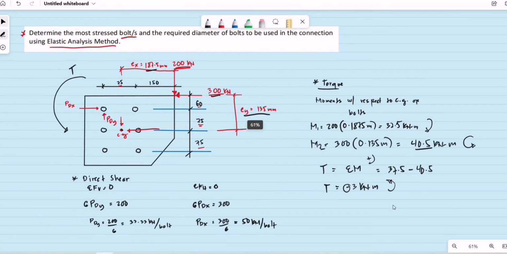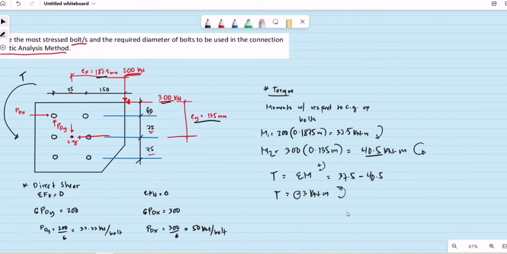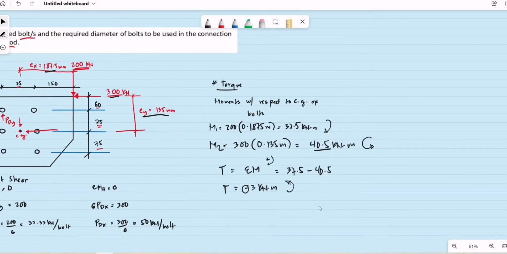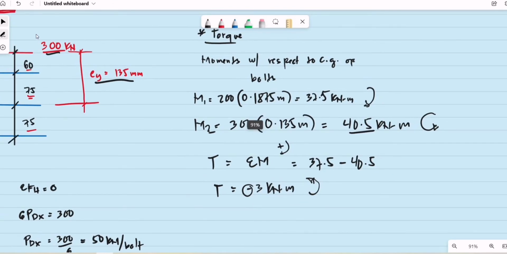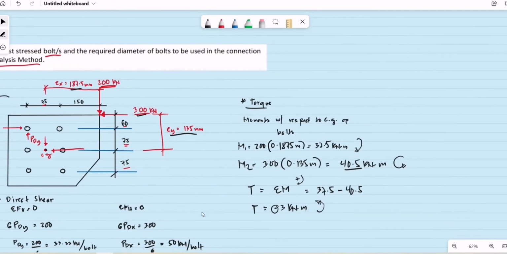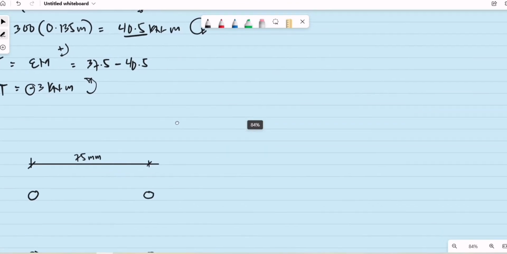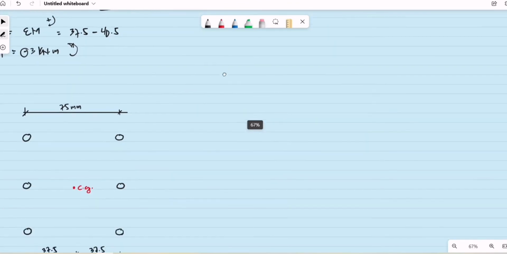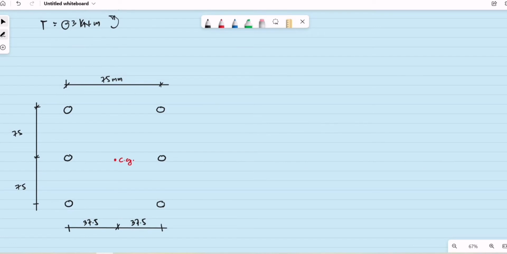So from this torque, let us compute the shear, or the torsional shear force caused by this torque. Since we have now the torque or the torsion, we can now compute for the torsional shear. So for the torsional shear, how do you compute for the torsional shear per bolt?